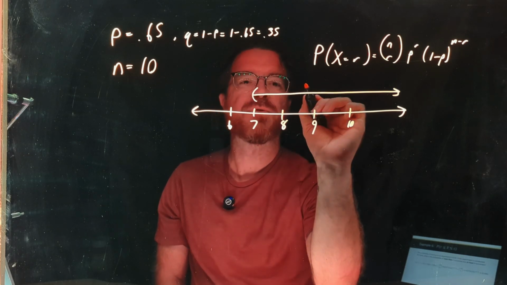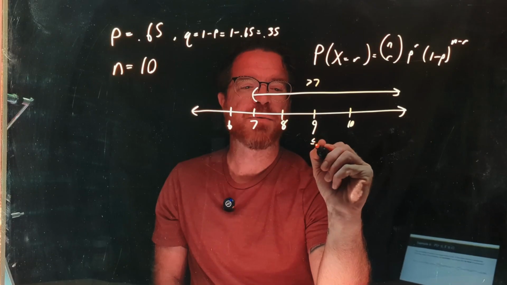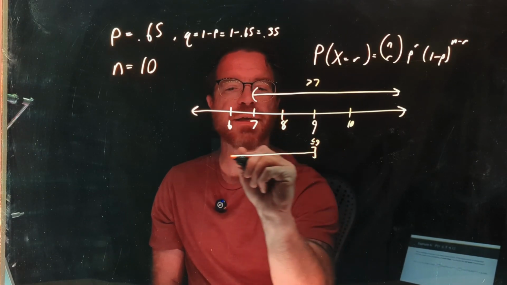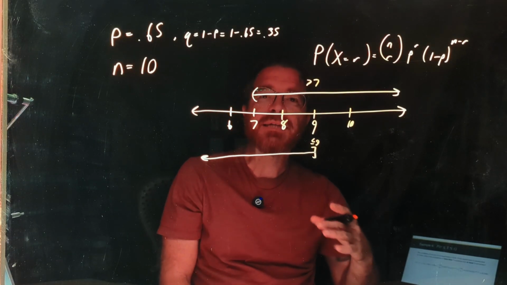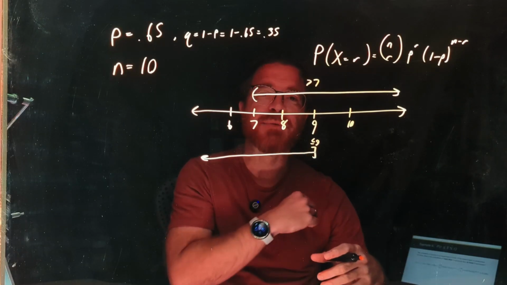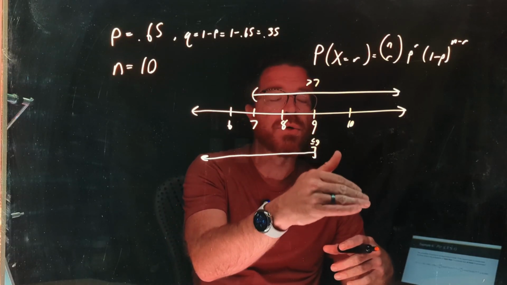So this first one was greater than 7. This next one is less than or equal to 9. So this would be a square bracket and then everything to the left. Now this can be thought of as an and statement, because anytime you have a probability that must be this and also this, it has to be greater than 7 and also less than or equal to 9.